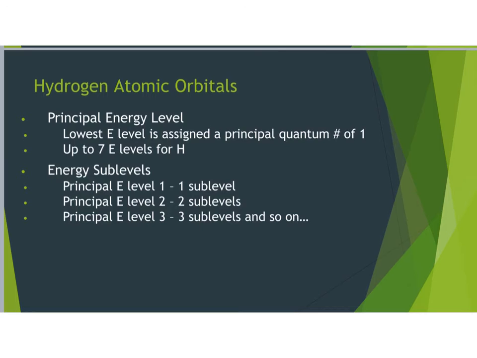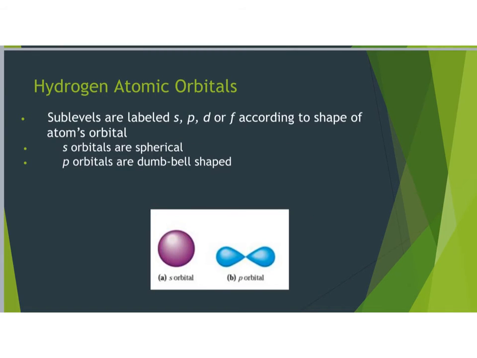And then within these, we have energy sublevels. Principal energy level 1 will have 1 sublevel, principal energy level 2 will have 2 sublevels, principal energy level 3 will have 3 sublevels, and so on. Our sublevels are going to be labeled with either an S, a P, a D, or an F, and that all comes from the shape of the atom's orbital.